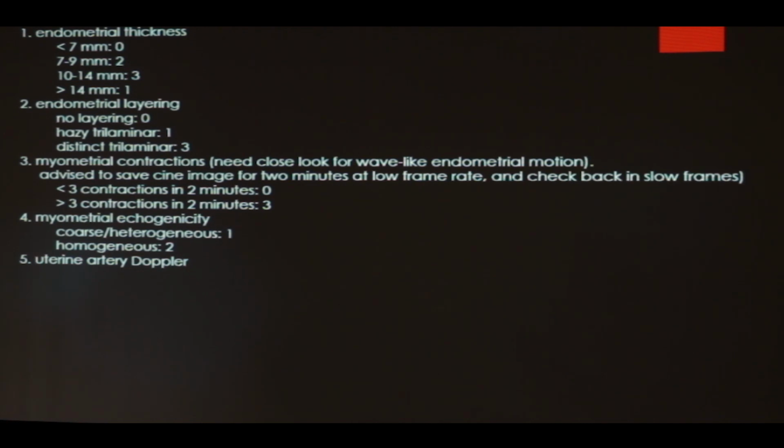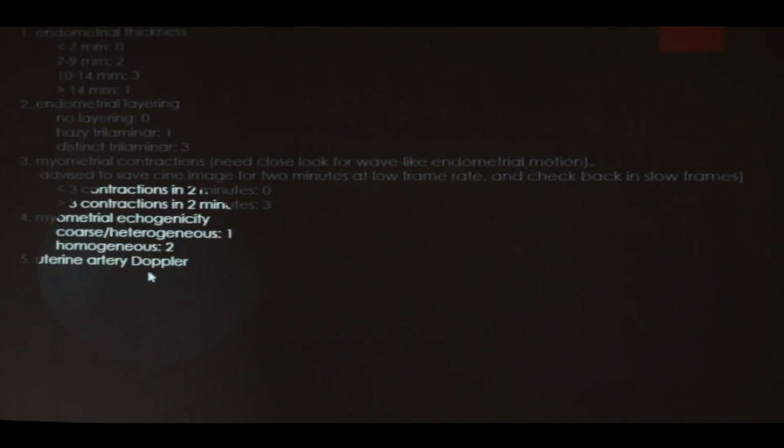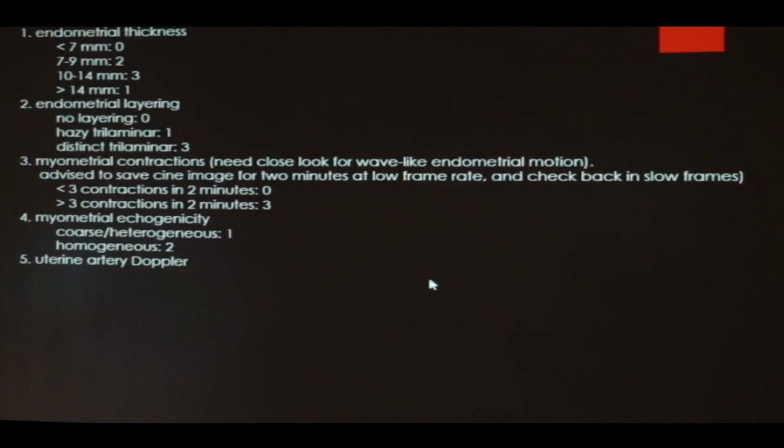On putting a Doppler, now 5th is the Doppler. On putting a Doppler where? Uterine artery, which we will discuss in the fetal Doppler. And what is the PI there? PI, if more than 3, 0, and if the PI is in between 2.5 to 2.9, it is touching, then 1, and if it is somewhere in between 2.2 and 2.5, then 2.